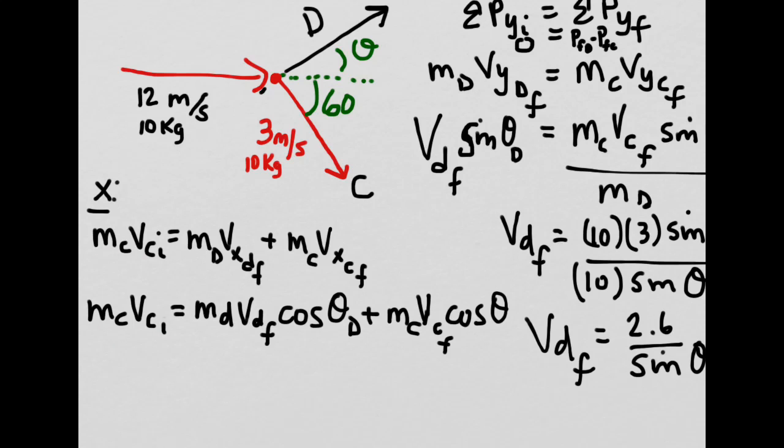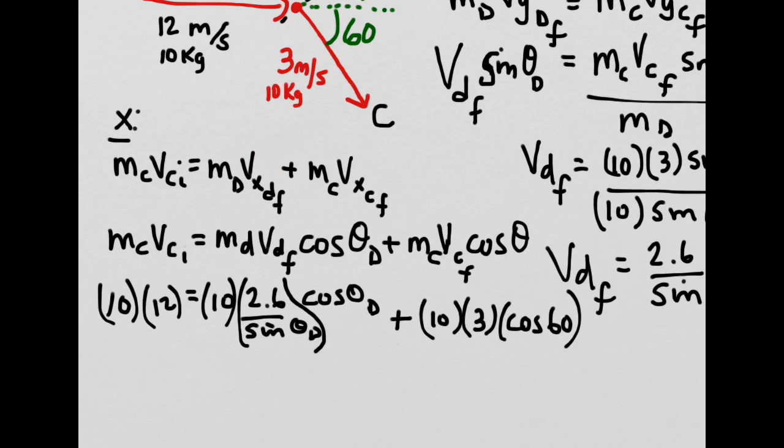Leaving this the same, got to get rid of the x component. Vd final cosine theta d, got to get rid of the x component. Vc final cosine theta. I know most of these numbers. I'm going to plug in now. Alright, substituting in 10, 12, 10, substituting in the 2 sine theta from over here. Stays the same, don't know what it is. 10, 3, cosine 60. I'm going to resolve and solve for theta.